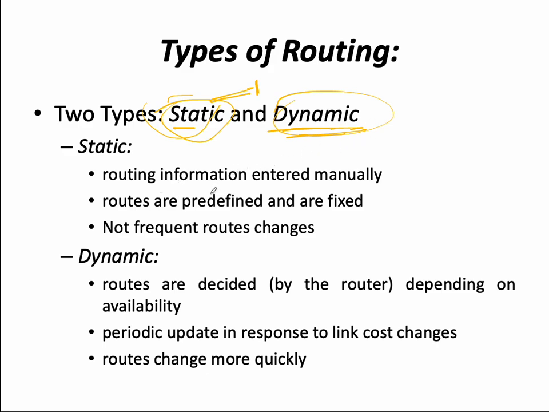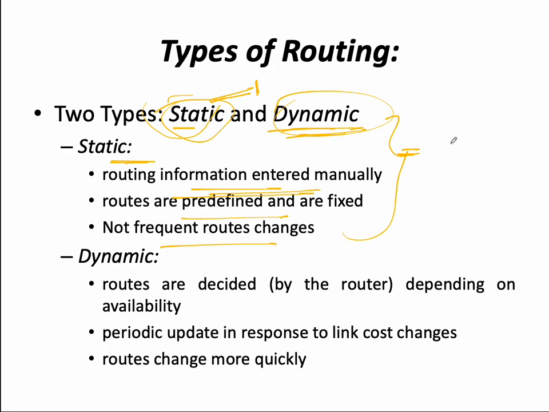So in static routing, routing information is entered manually. Each command you need to enter manually for the static routes. Routes are predefined and fixed, so there are no frequent route changes. Routes are manually set by the network administrator. If you are a network administrator, you basically need to set all the routes manually. It's like manually setting directions on a paper map, right?